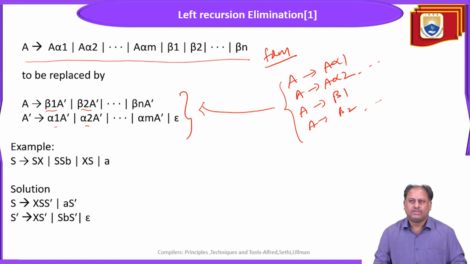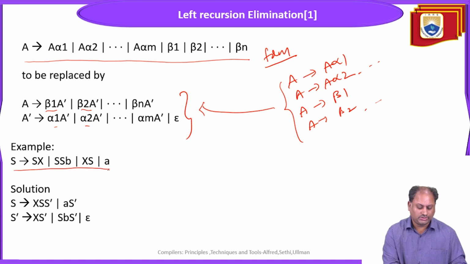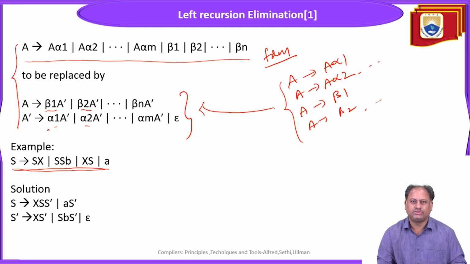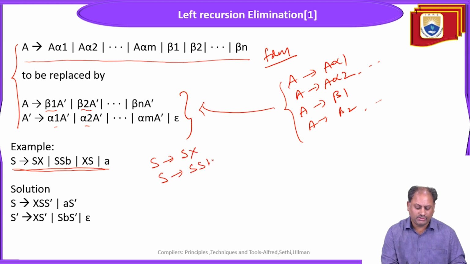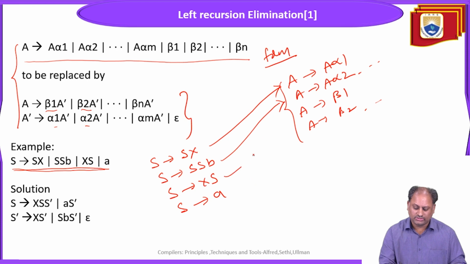We have seen one example. This is the example to be considered. This is the general structure format where the productions are divided into this form. In this example, the first production is S derives S6, another production is S derives SSB, S derives XS, and S derives A. If we observe, these two have the same format as A derives A alpha 1 and A derives A alpha 2, where A means here S derives Sx.